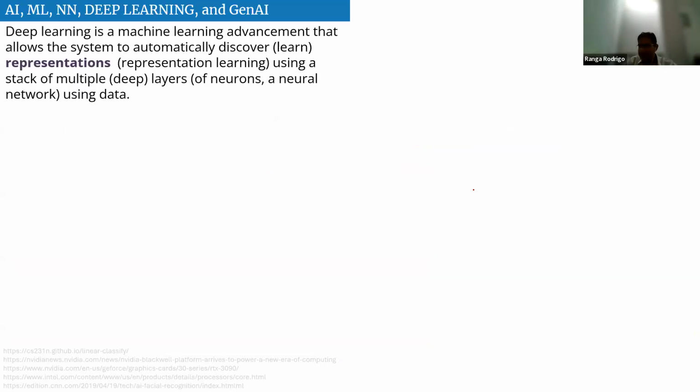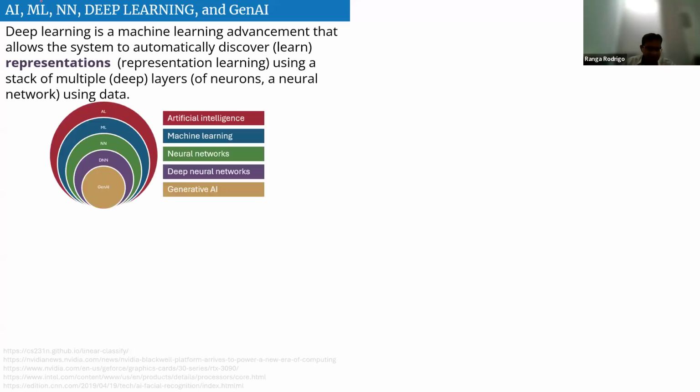Okay, now let's study what these terms actually mean. What is AI? What is machine learning? What is neural networks? What is deep learning and generative AI? So these are my definitions, but they are generally well accepted definitions. So deep learning is a machine learning advancement that allows the system to automatically discover and learn representations. That's why it's called representation learning, using a stack of multiple deep layers or neurons, which is called a neural network, using data. Okay, so we will study that statement little by little.